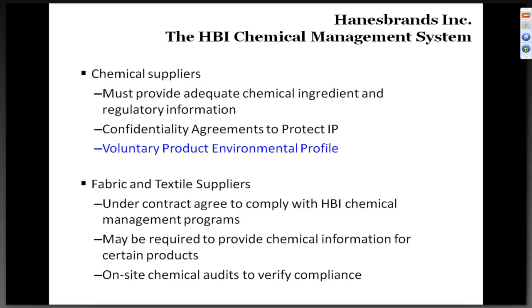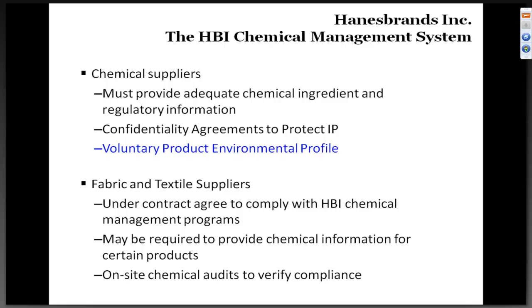With regards to the chemical suppliers, we are requiring more technical chemical ingredient regulatory information than what is currently going onto safety data sheets or going onto the globally harmonized system sheets as well. To do that, we do have to enter into confidentiality agreements to protect their IP, and then there's the next tool that has not been released yet, but we're hoping it will go live within the next 2 months. The Voluntary Product Environmental Profile is a form of data sheet that will require more technical information to be disclosed by the chemical suppliers. This is going to be a huge advantage for everybody.